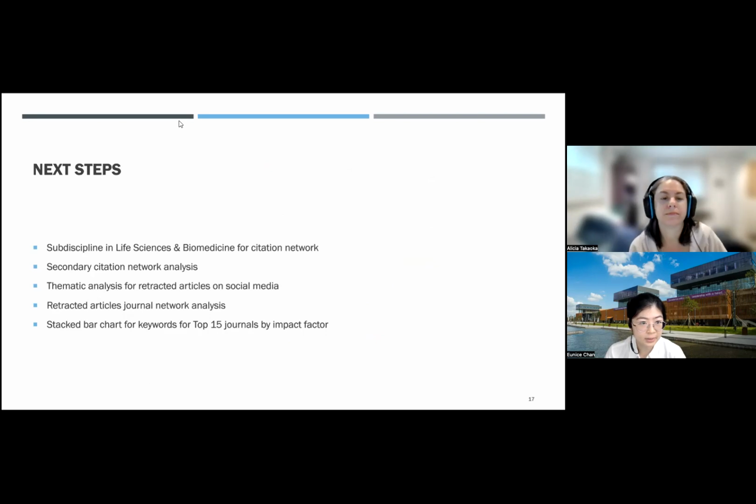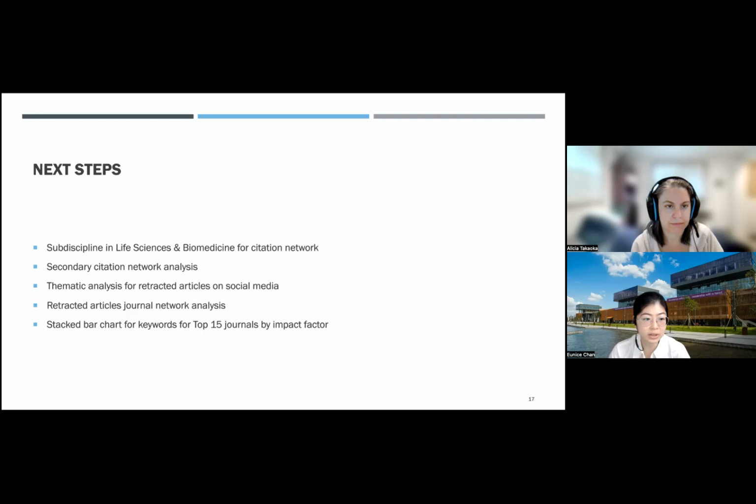Yeah. So let's also talk about next steps because we want to continue this research. In this case, we want to also look at the subdiscipline in life sciences and biomedicine for the citation network. So this is from stage 2. If you recall for stage 2, there were a lot of pink points, and we believe that if we were to look into the subdisciplines for each of the clusters, we could possibly even further dissect each of the themes or categories for these articles.